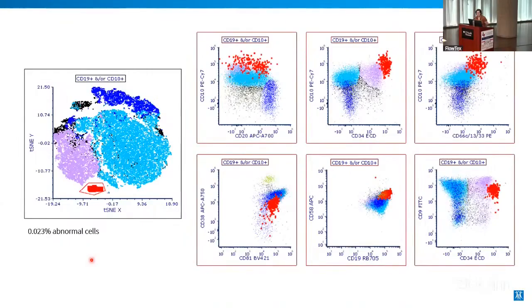So what I have is 0.023% of WBCs as my abnormal population. And I have that same population that I found with the traditional analysis, the bright 10, the bright 34, the aberrant expression of 66C, 13, and 33. But it was way easier to get there. I didn't have to do the sequential gating where I have to drill down and down and down. I was able to isolate the population fully on one plot and also be pretty confident that it's not a hematogone population because it's fully separated from the other hematogone populations.